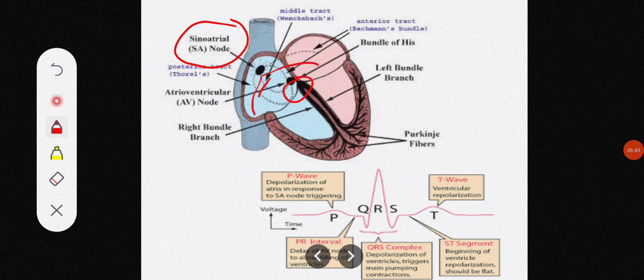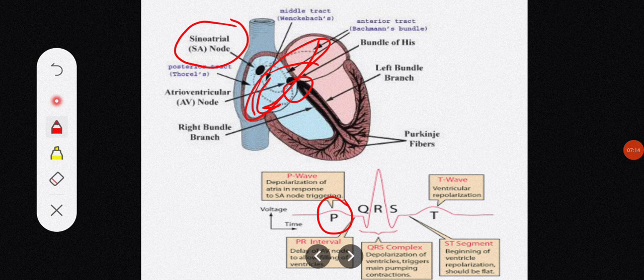So what is this process? This is the depolarization of the atria. This depolarization of the atria is shown by the P wave of this electrocardiogram. So the P wave of the electrocardiogram shows the depolarization of the atria.